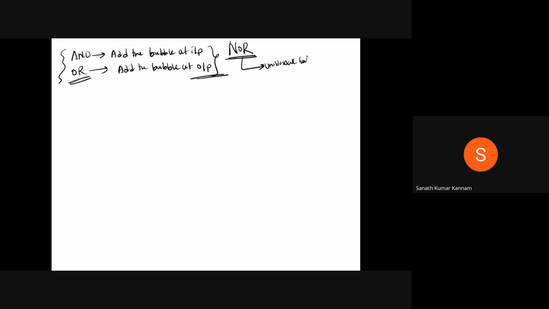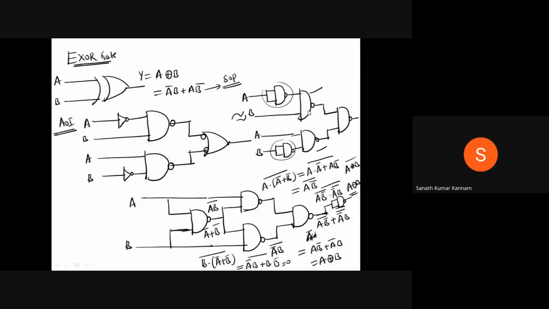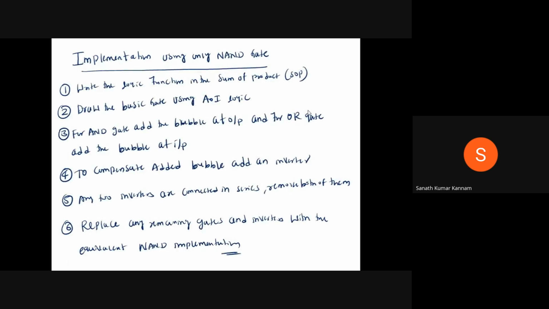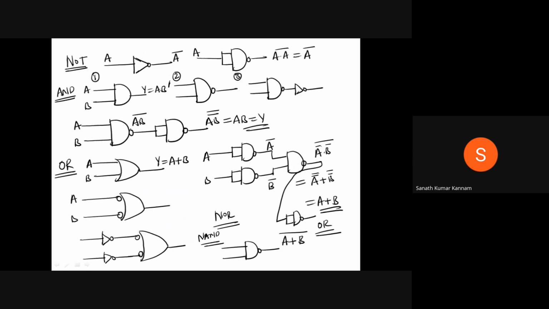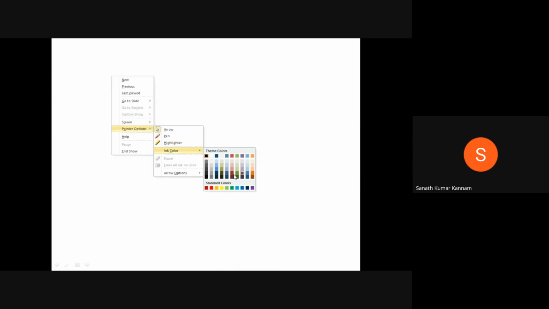Universal gates. So basically the gates are divided into how many types? Gates are divided into basic gates. What are the basic gates? Basic gates are NOT gate, buffer, AND, and OR. These are the basic gates. And next you have universal gates. Universal gates are NAND and NOR.